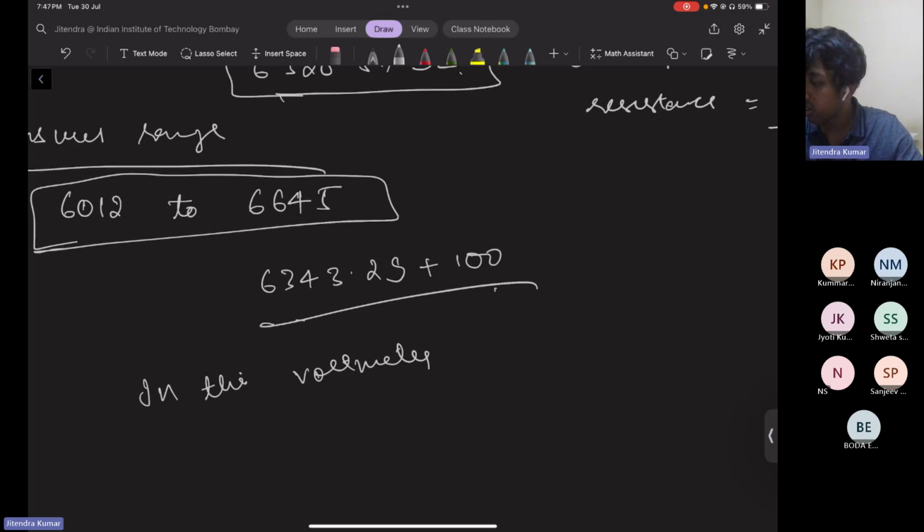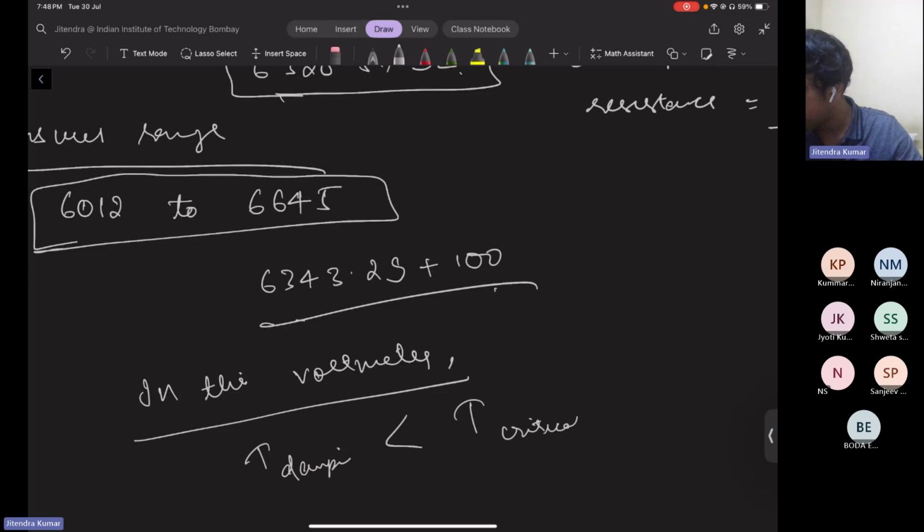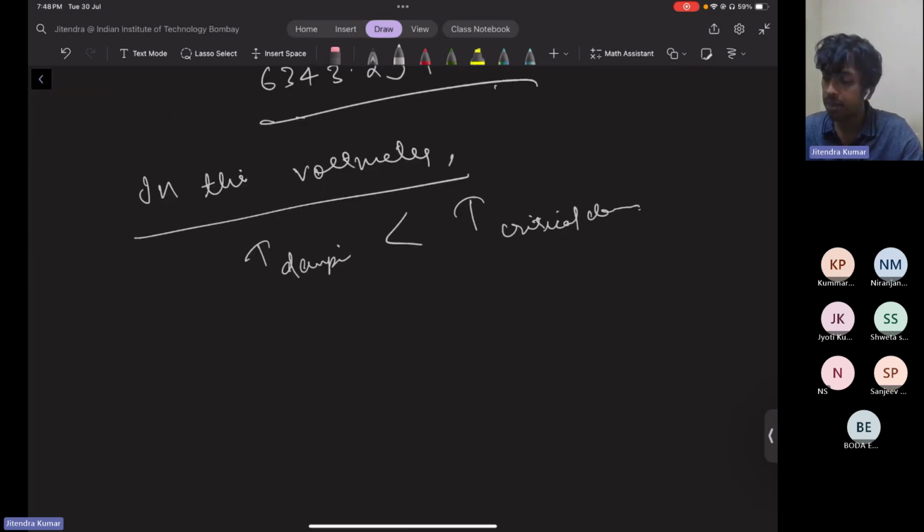In this voltmeter, this damping torque is less than the critical damping torque. So what kind of oscillations will be there? What kind of response of this instrument will be there? Please go ahead and let me know. Just now we discussed for ammeter. Now here we are discussing for this voltmeter. We have only three options: critical damping, under damping, over damping.